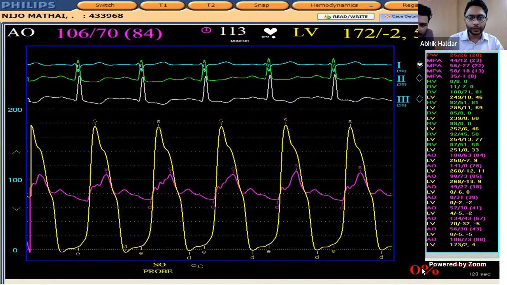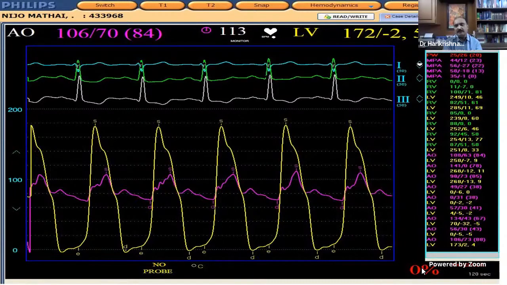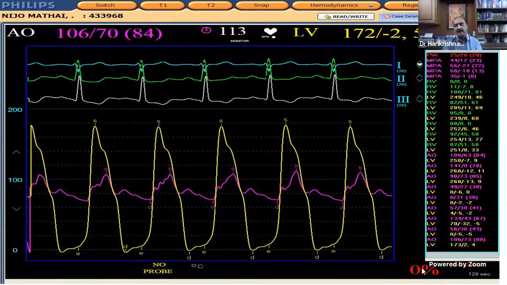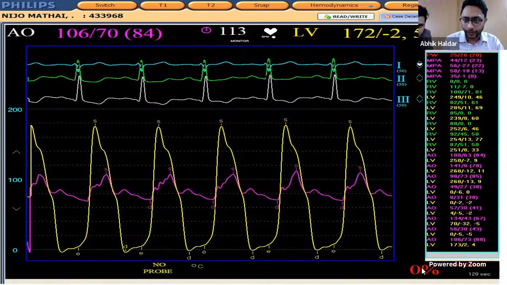So this is it. This is simultaneous LV aortic tracing, showing a significant gradient between the LV and aorta. Suggestive, sir. How much is the gradient? 180 minus 110, so around 70 millimeter.